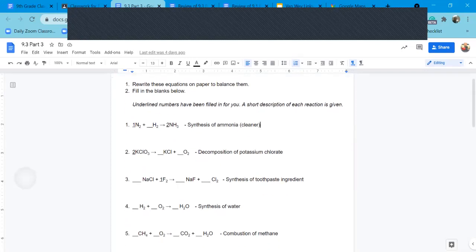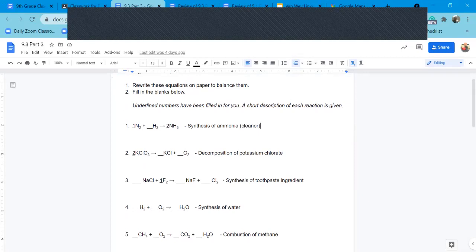Okay. So step 1 is going to be to rewrite the equations on paper to balance them, which you might not have done, but it's worth doing so that you've got some space to work. And then we're going to fill in the blanks, and we're going to do the steps that we learned about before for how to balance these chemical equations. Okay, I'm going to work through these one at a time.